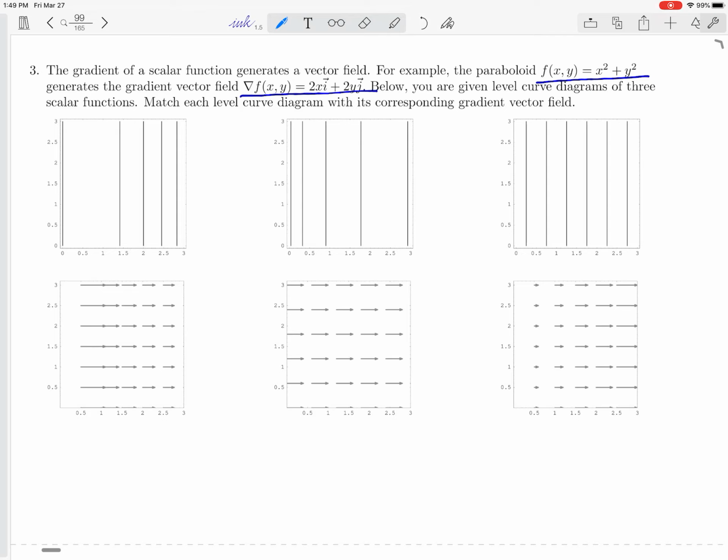And we have 3 different contour plots, level curves, and we have the corresponding gradient vector fields, but they are not in the right order. So we want to match. So over here in the first row, we have 3 level curves. And let's just look at the first one. I'm just going to do the first one, and then you can do the other ones.